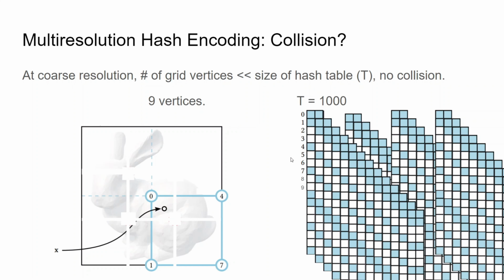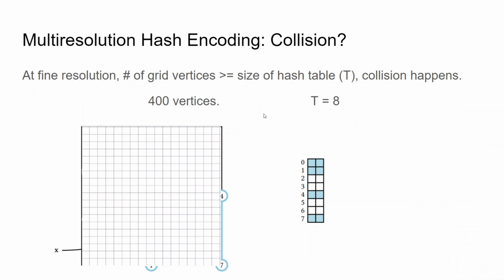And when the resolution is coarse, meaning that the number of grid vertices is much smaller than the size of the hash table, then collision is unlikely to happen. Here in this example we have 9 vertices and the hash table size is 1000, so collision is unlikely to happen. When you have around the same number of grid vertices as the size of your hash table, collision is very likely to happen. In this case we have 400 vertices, but the hash table is just 8, so there will definitely be a lot of collision.